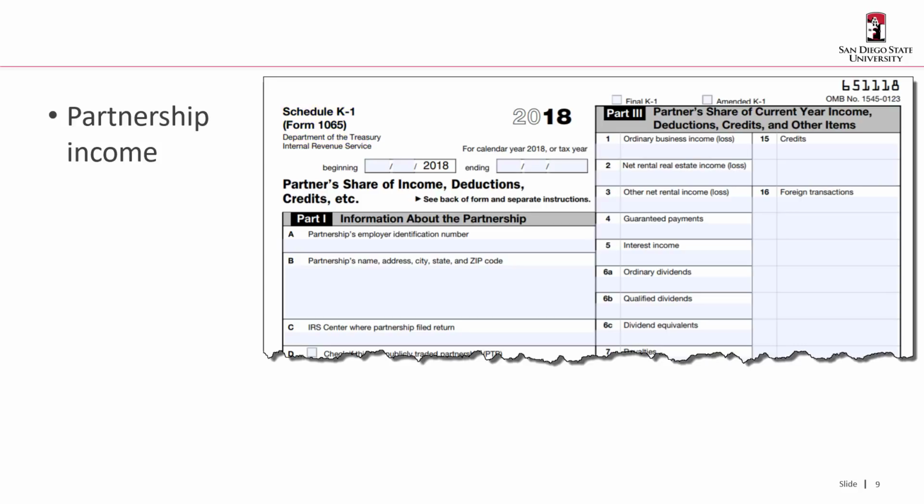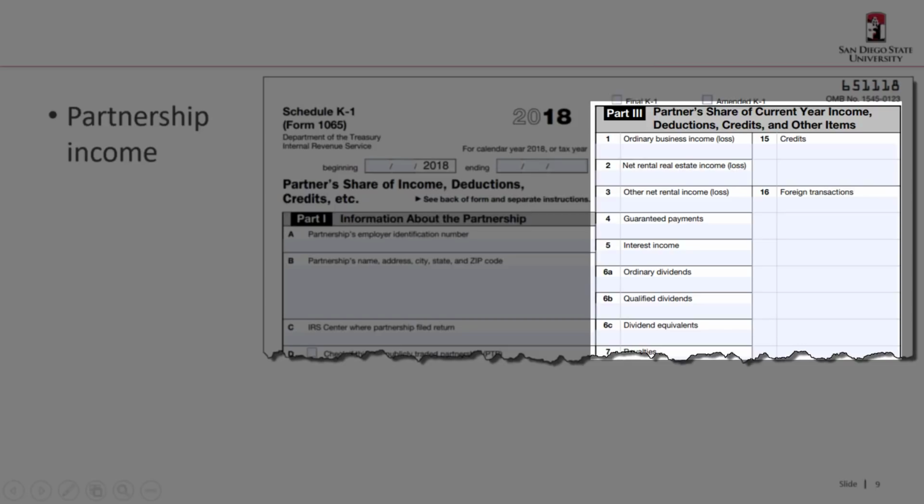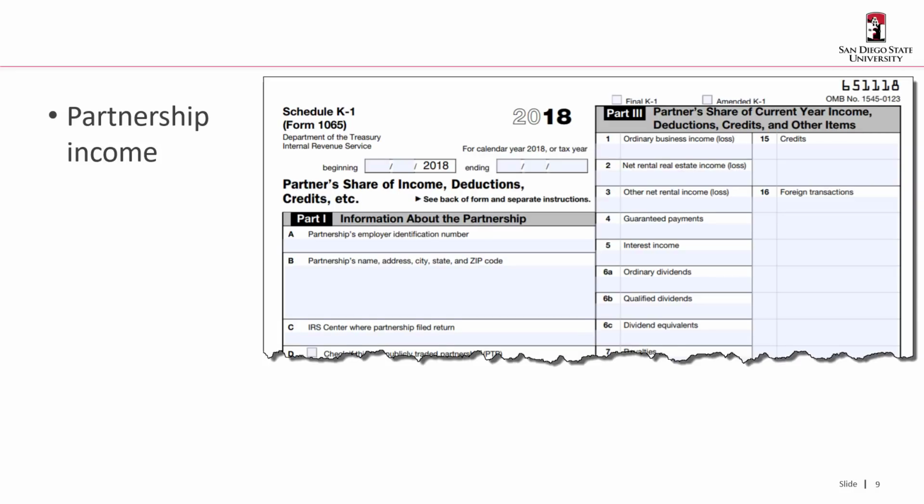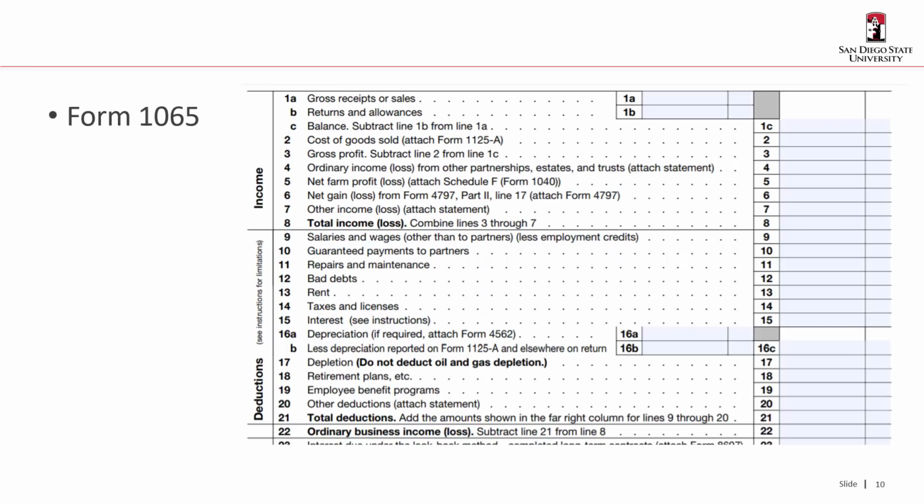And you can see over in Part 3 on the other side that we capture this information in some level of detail as either line 1, ordinary business income or loss, and then what we call separately stated items, which are all the other items on a K-1 that capture some form of income or a deduction that needs to be reported through to a partner or owner's personal tax return. So obviously this is still done in summary form as well.